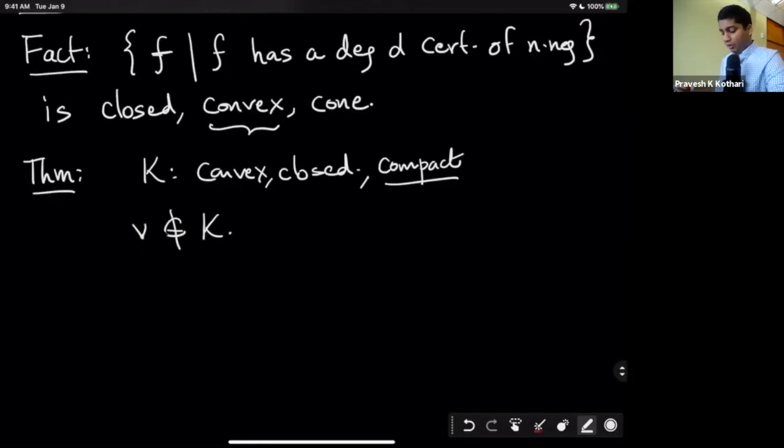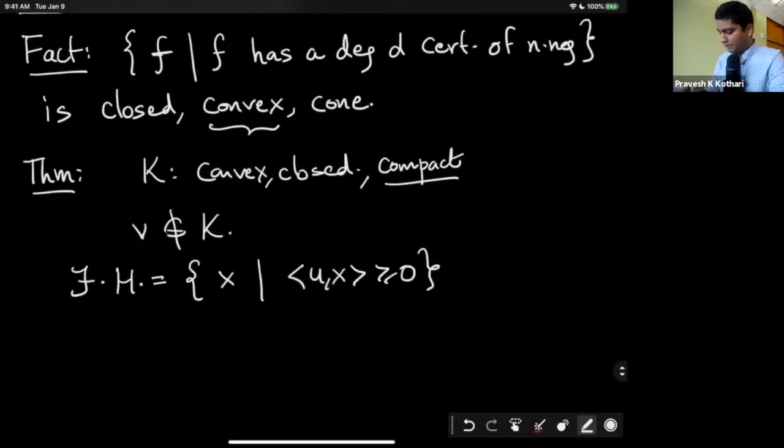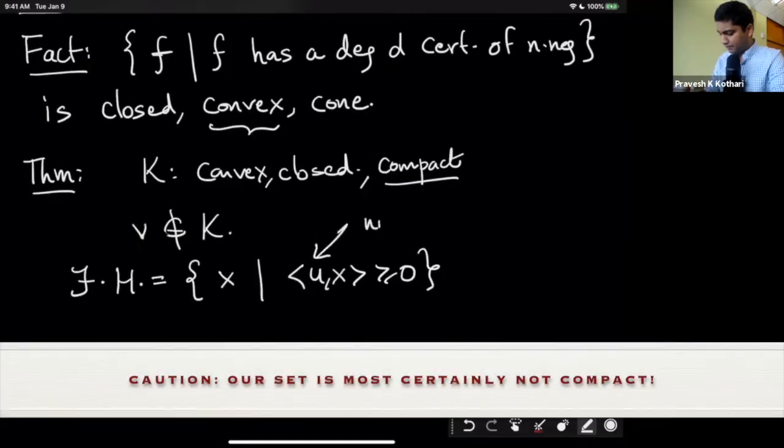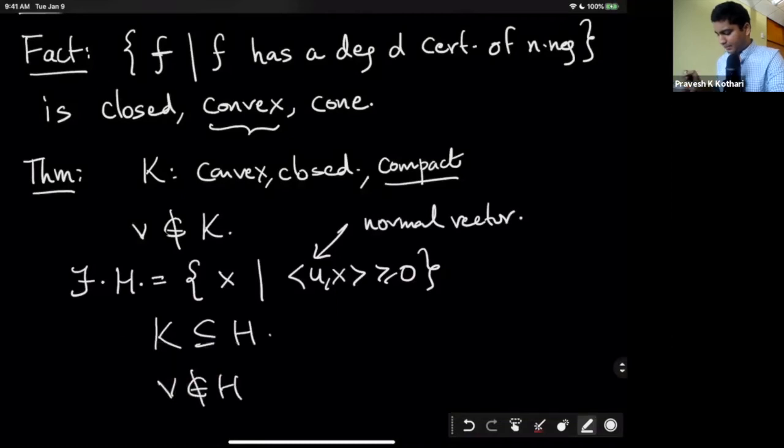then on your homework you proved that there must be a hyperplane, a half space actually, which is the set described by all points x such that u·x is non-negative for some normal vector u of the half space, such that all of the convex set is contained inside H while V is not in H. In other words, there is some hyperplane such that the point V, which is not in the convex set K, lies on one side of the hyperplane, while the whole convex set K is contained on the other side of it.